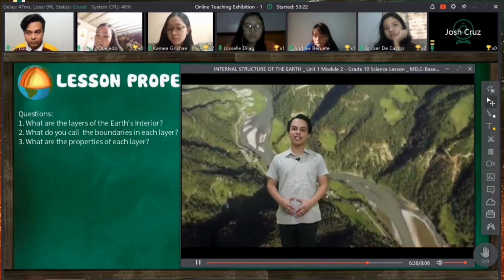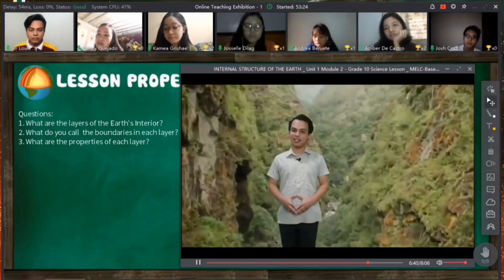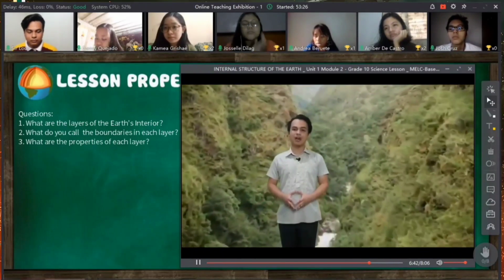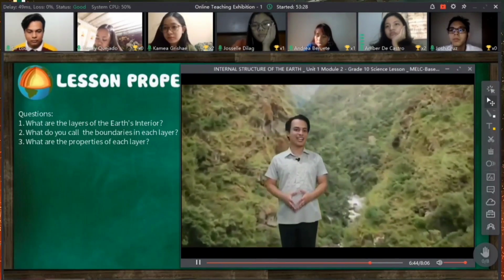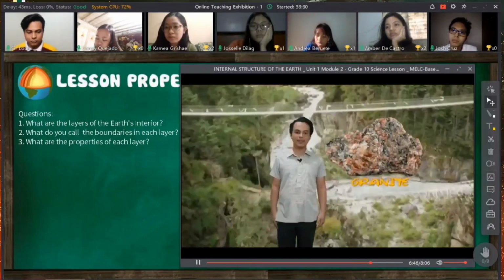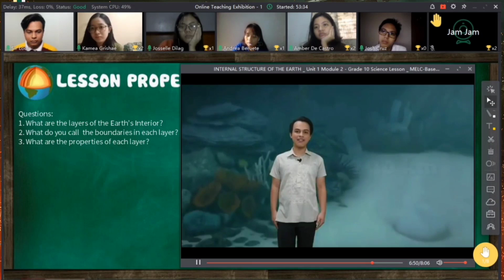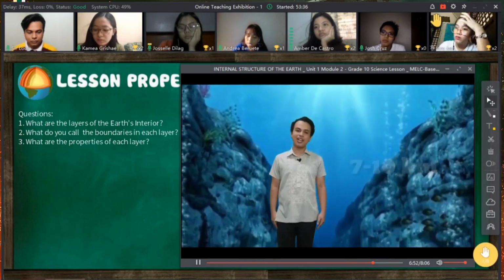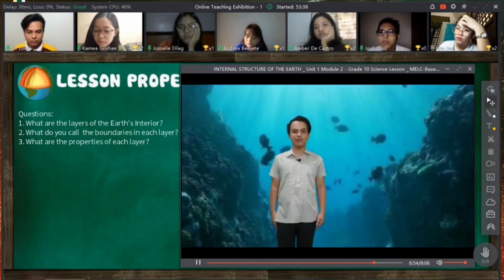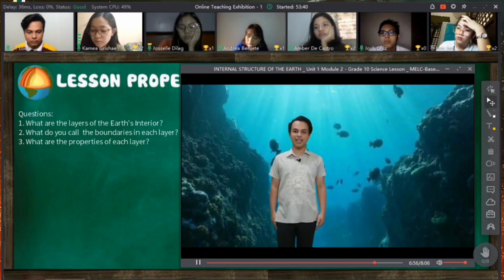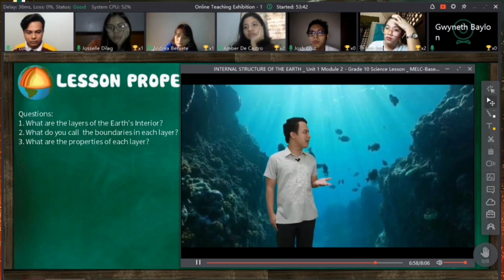Ang continental crust ay karaniwang natatagpuan under land masses and is made up of less dense rocks such as granite. Sa kabilang banda, ang oceanic crust naman ay may kapal na 7 to 10 kilometers. Oceanic crust is found under ocean floors and is made up of dense rocks such as basalt.